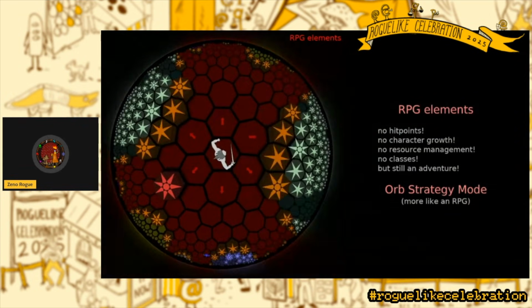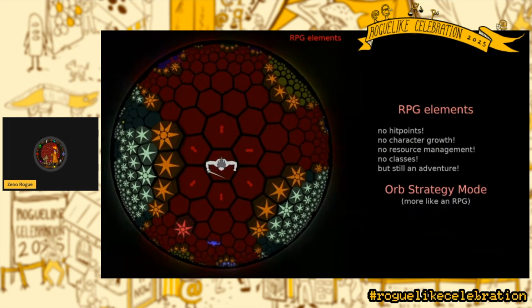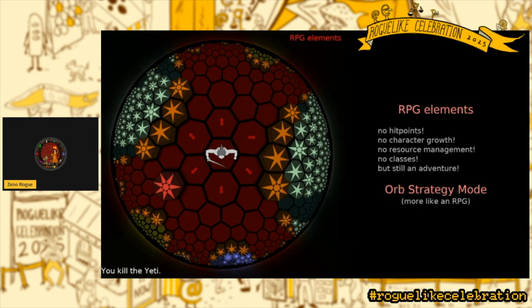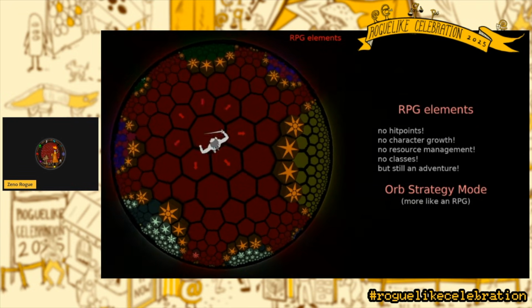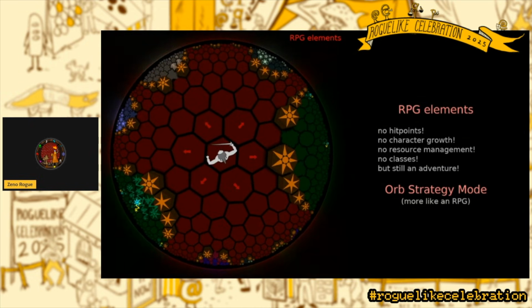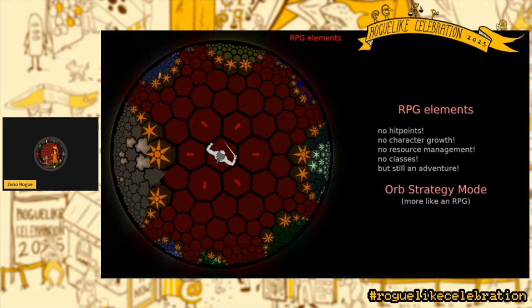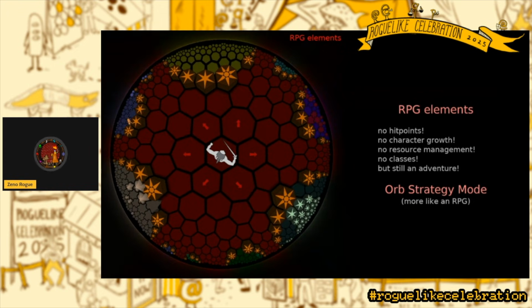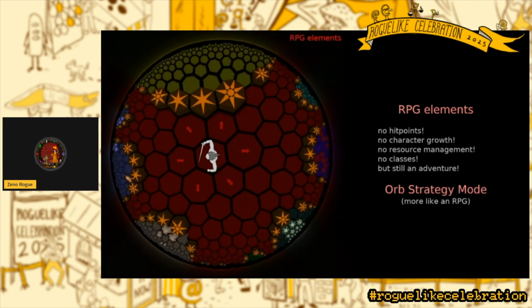Now let's talk about what HyperRogue doesn't have. As I showed before, HyperRogue has no hit points, right? It also has no character growth. Some people think that roguelikes are defined by character growth, but here it is not really character growth. There is no resource management. There are no classes, at least originally. It is still an adventure, so this makes it a bit like a role-playing game.